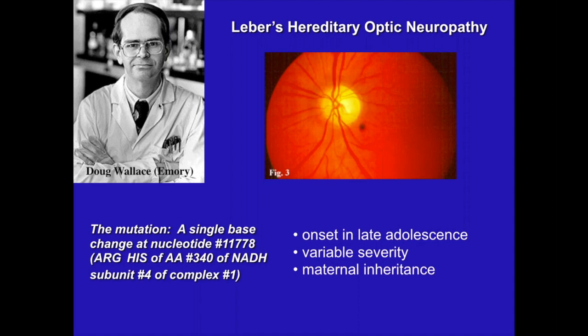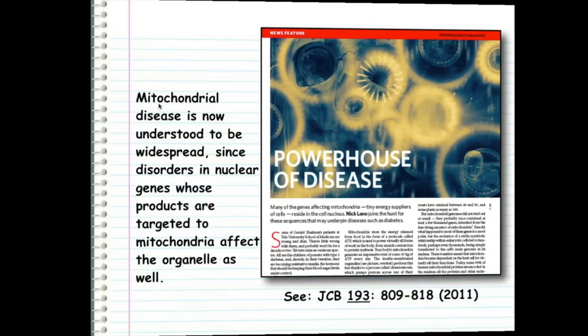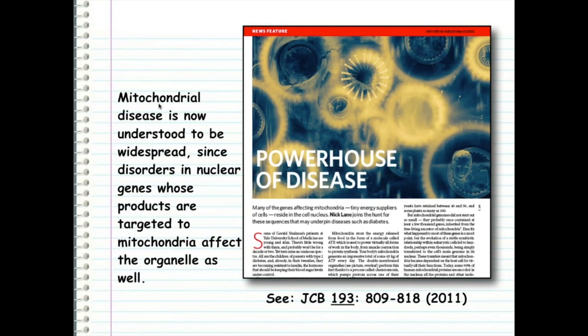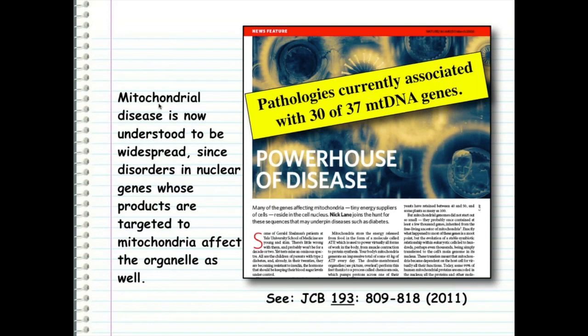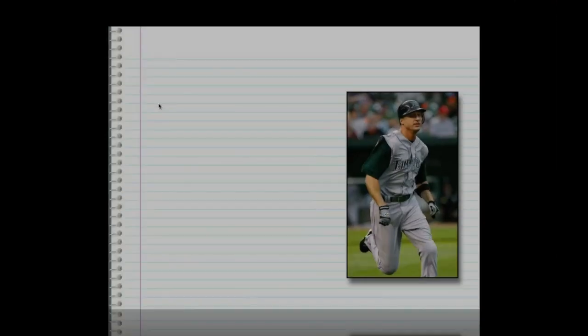Now, I've always felt that Doug Wallace deserved the Nobel Prize for this because he single-handedly convinced people that the mitochondrial genome was important. And it turns out we know that it is. Once he opened the door, we now realized that there are a whole series of genetic disorders based in the mitochondria. And right now, of the 37 human mitochondrial genes, we know about genetic disorders associated with 30 of them. And I'll bet you when the research is completely finished, it'll be 37 out of 37. And I want to give you one quick example of this.